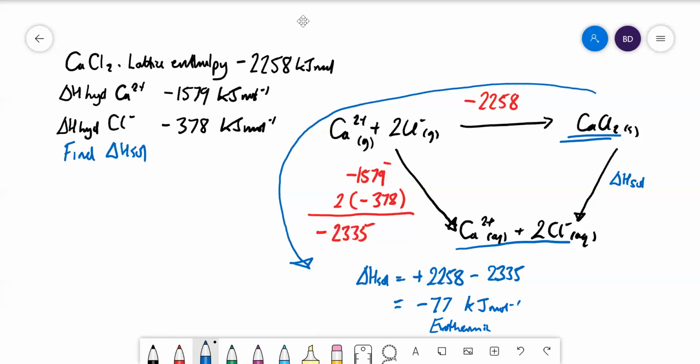Right, now let's have a look at, I'm not going to calculate it because it's pretty easy, but let's think about silver chloride. Okay, so delta H sol for silver chloride, you can calculate it in the same way. And that is equal to plus 54 kilojoules per mole. In other words, it's endothermic.